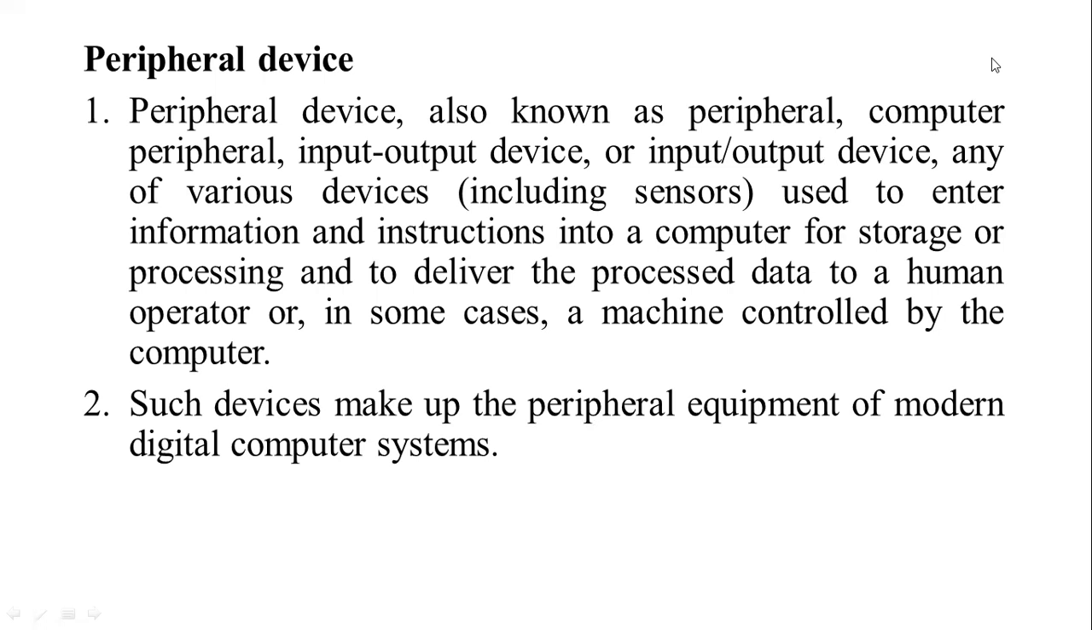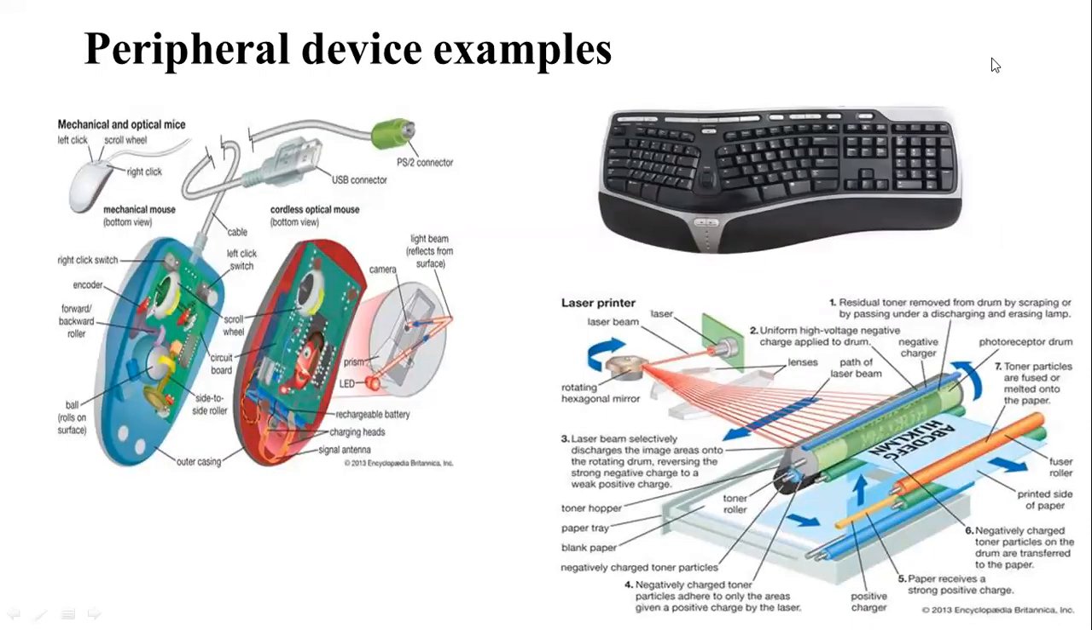Such devices make up the peripheral equipment of the modern digital system. This is a simple picture of your mouse, your keyboard, your laser printer as well. From the day you started learning computer engineering or computer science, you have seen the optical mouse. But before the optical mouse, there was a mouse called the mechanical mouse. In that mechanical mouse, a ball was there, and the x-axis and y-axis rollers were there. So they could judge and record the vertical or horizontal movement.